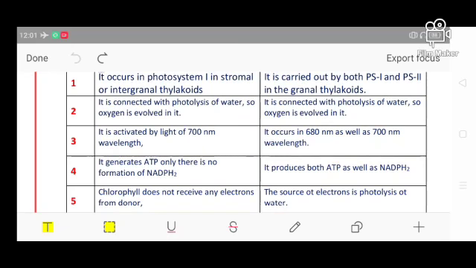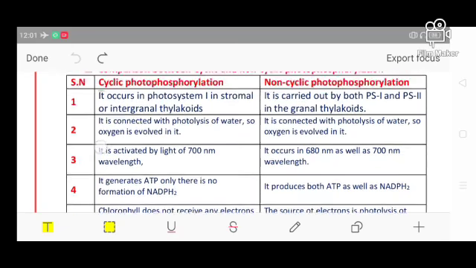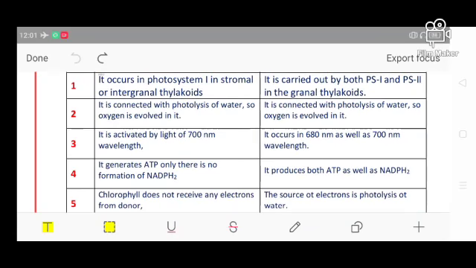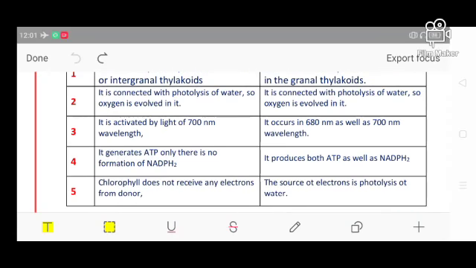So number 2: it is connected with the photolysis of water, so oxygen is evolved in it. In cyclic photophosphorylation, oxygen is not released. But in the case of non-cyclic photophosphorylation, it is connected with the photolysis of water, so here oxygen is also evolved. So come to the next one.